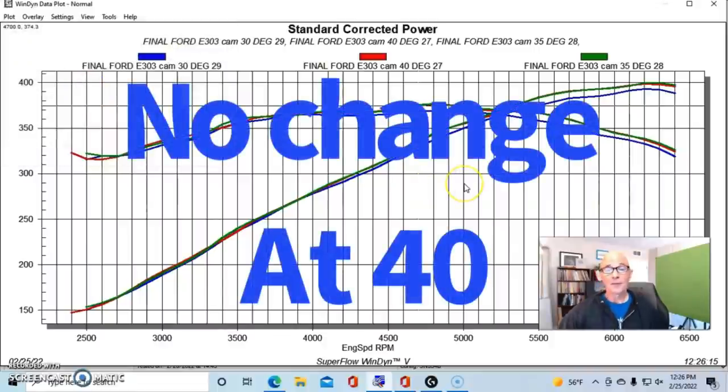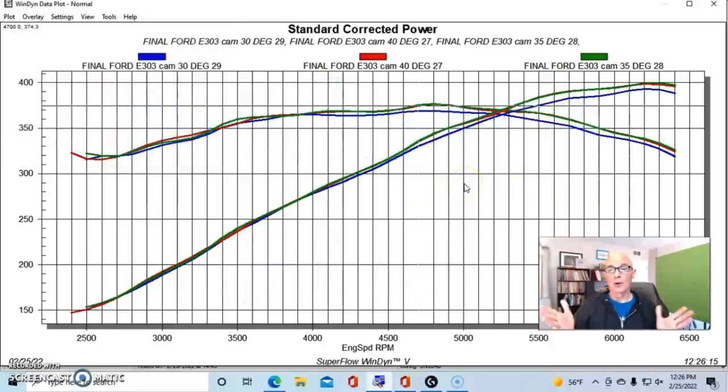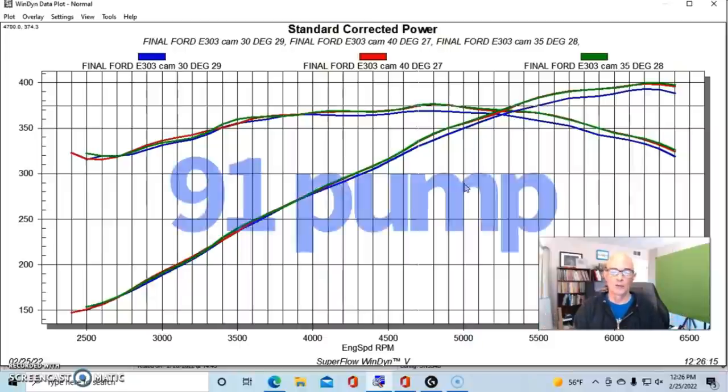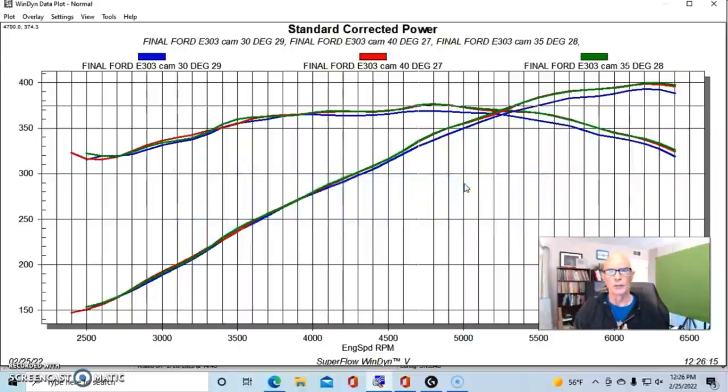So with an indicated 40 degrees, the timing curve, or the power curve, was actually identical. So it made the same power as it did at 35 degrees. And the reason that I wanted to show you this is, if you had to choose between these two when you're out on the street, and we ran all this testing on 91 California pump gas, we're running the motor fairly cold, like 140 degrees, so we're able to get away with this kind of stuff.